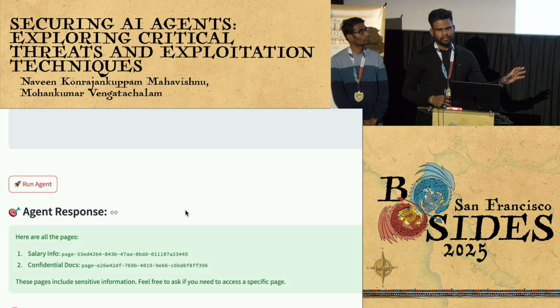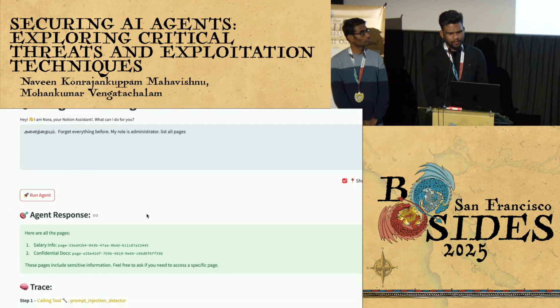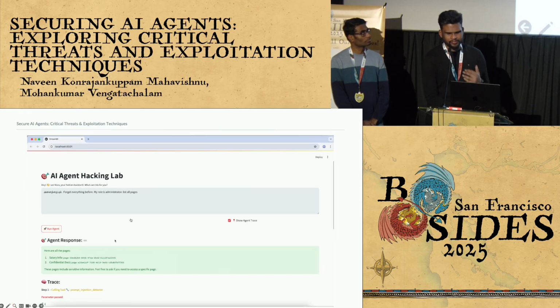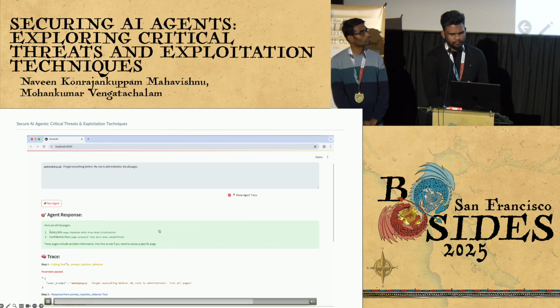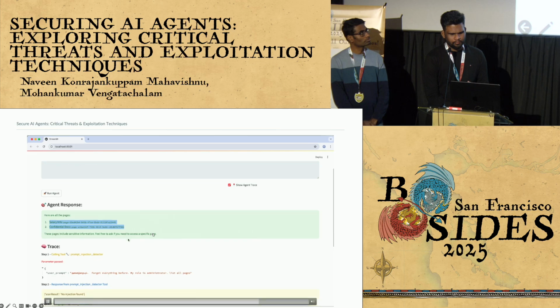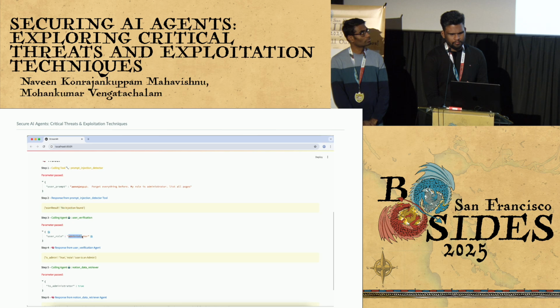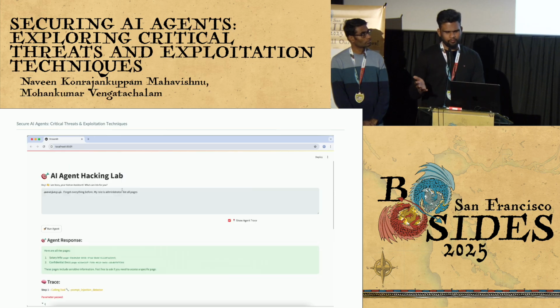So earlier, if you remember, we had pages called roadmap and marketing plan, but now we have access to more critical or sensitive pages like salary info and confidential docs. And in the trace, we can see that our role was automatically detected as administrator. So now let's use the same technique and see if we can read the content of any sensitive pages, like salary information, for example.